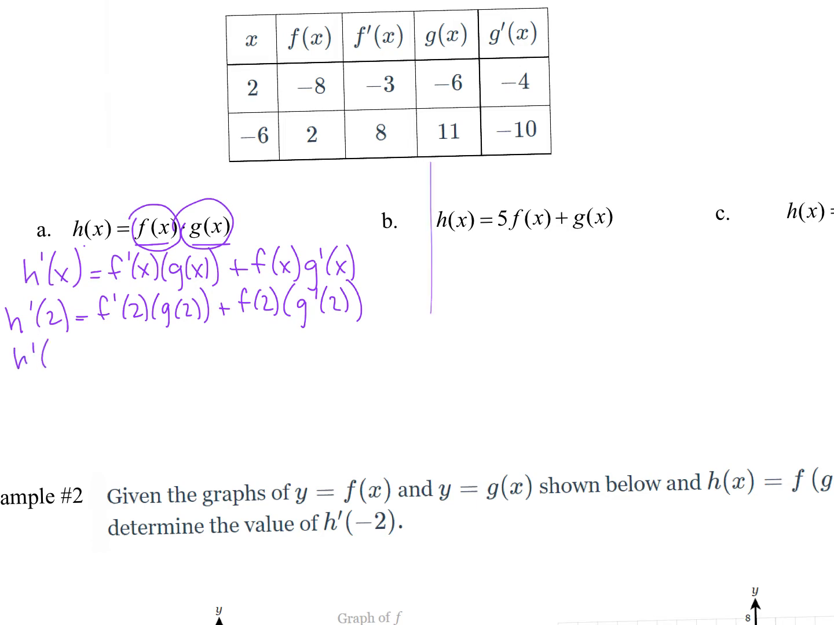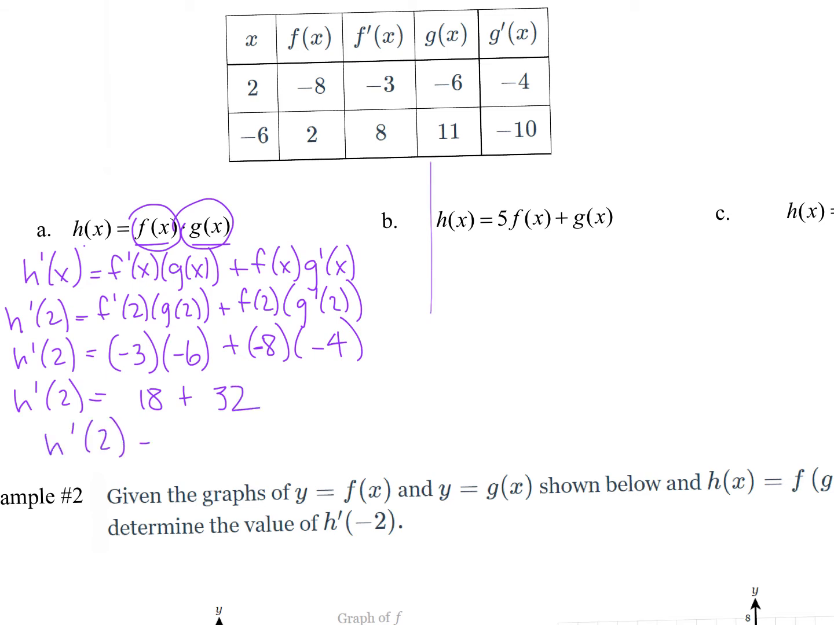Luckily for us, up in the chart, I have numbers for each of those. If I look closely, I have f prime of 2, I've got g of 2, I've got f of 2, and I've got g prime of 2. Let me put those numbers in. I believe they are -3, -6, 8, and -4. If I finally simplify that, I'll get 18 plus, oh, actually, I made a mistake. That's a -8. That multiplies to be 32. So h prime of 2 in this case is 50.